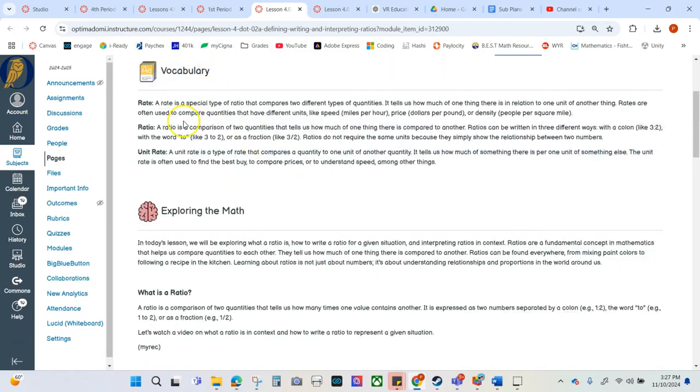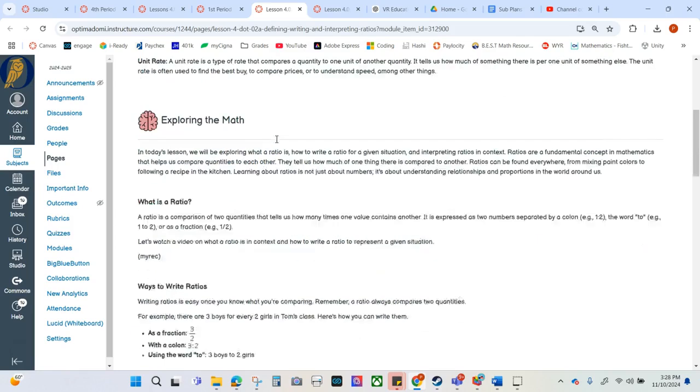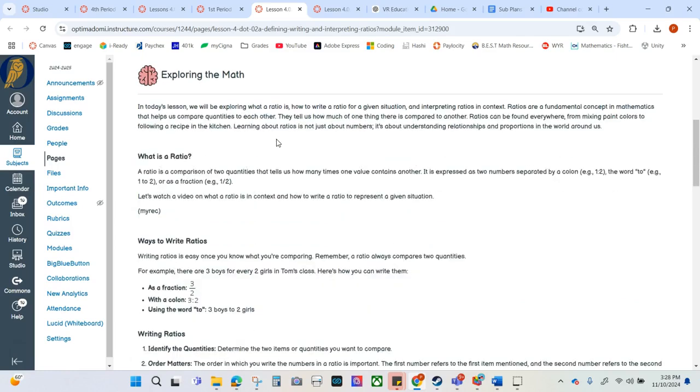I'm going to skip past the vocabulary. This is very important to know, but we're just going to skip past it for now. And we're going to talk about the exploring the math section. Let's read through this together.